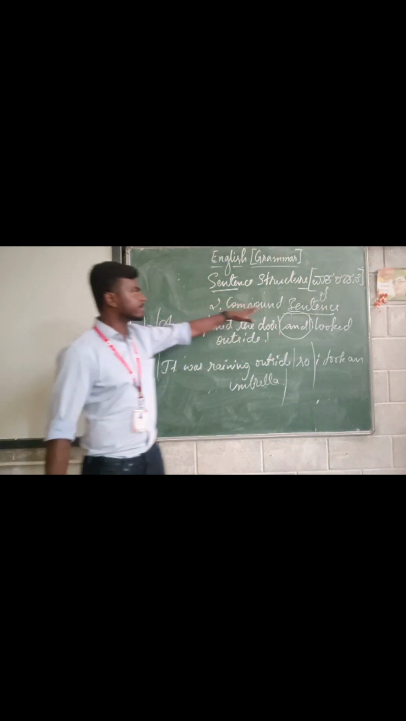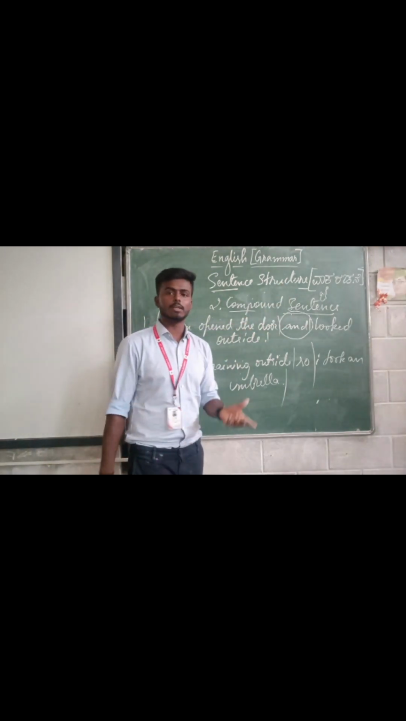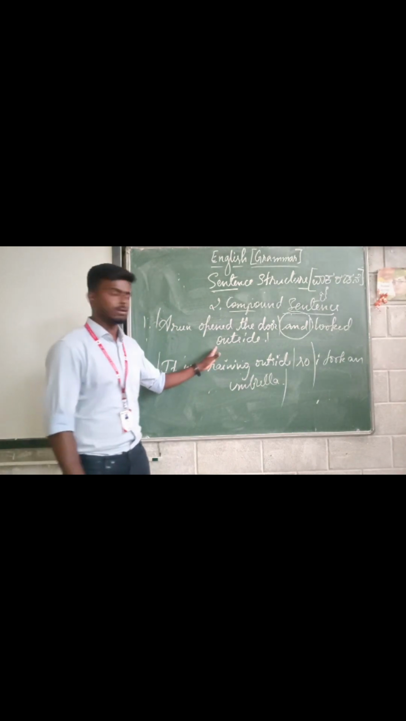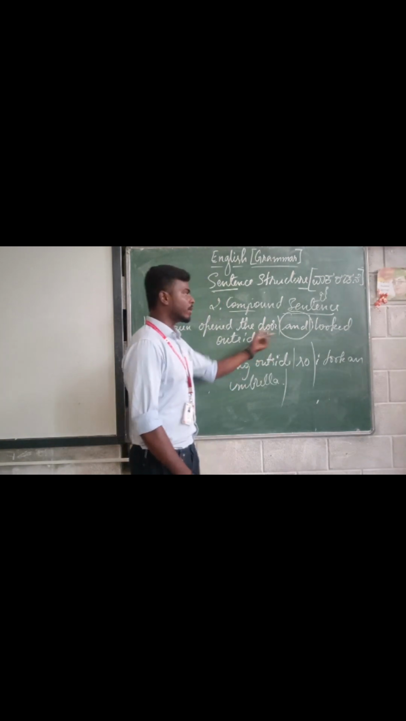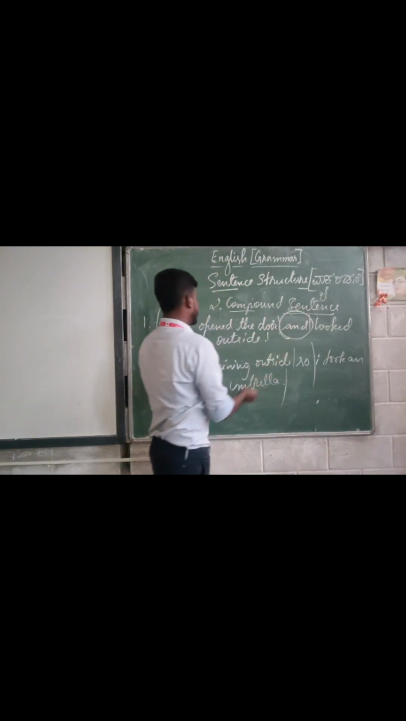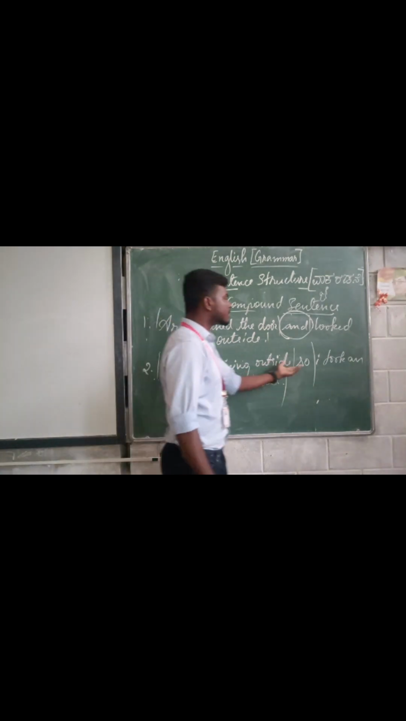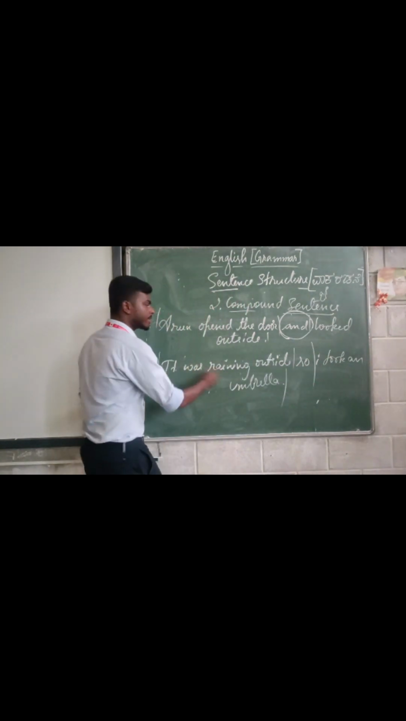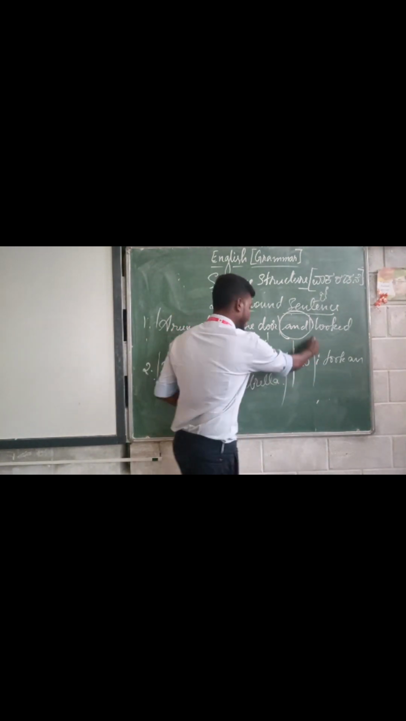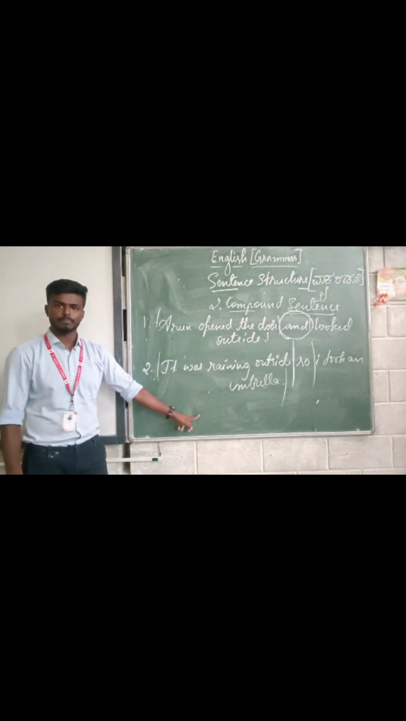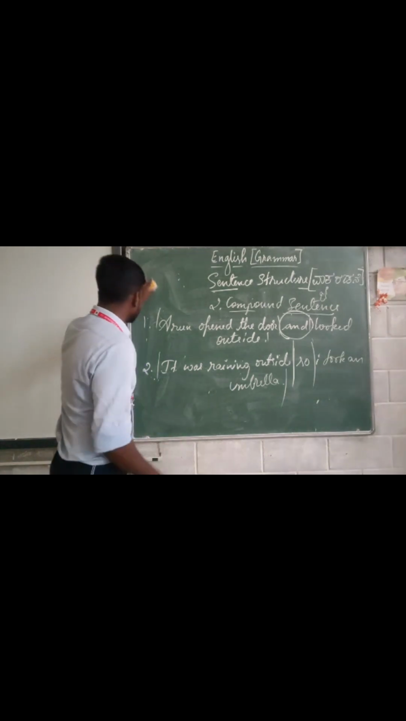So a compound sentence will have two independent clauses, joined together by adding coordinating conjunctions. The first one is Arun opened the door and looked outside. So and is a coordinating conjunction, and here we have two independent clauses. The second sentence is it was raining outside, so I took an umbrella. It was raining outside is one independent clause, so is a coordinating conjunction, and I took an umbrella is one more independent clause. I hope you understood, right? Now we'll move on to the third one.